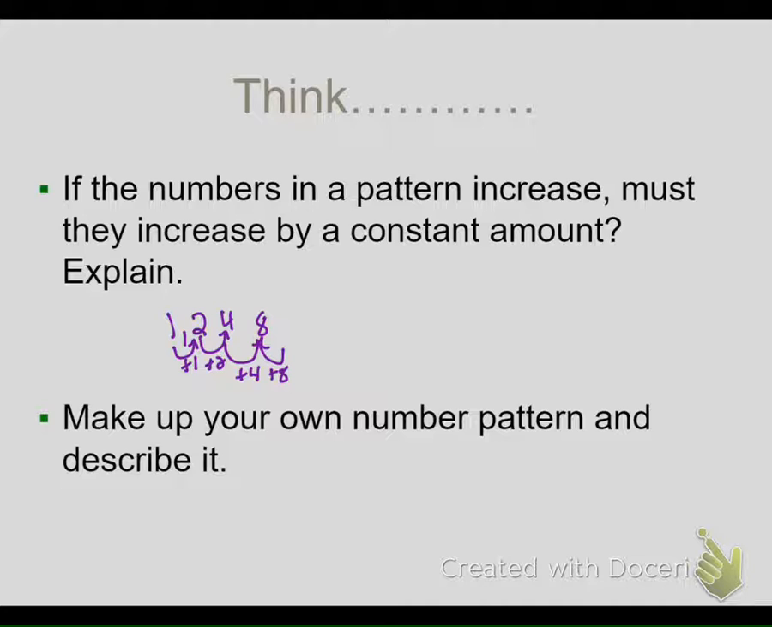Another example of this is our last example. 1 squared, 1, and then 2 squared was 4. 3 squared was 9. That didn't increase by a constant amount either. Does anybody else have one they want to share? Are you guys okay with their examples? Or mine and his, I guess.